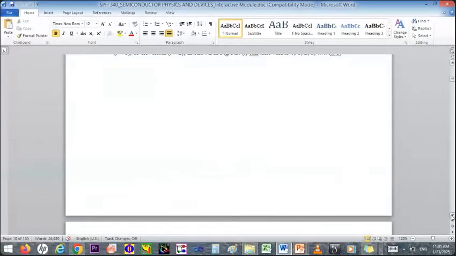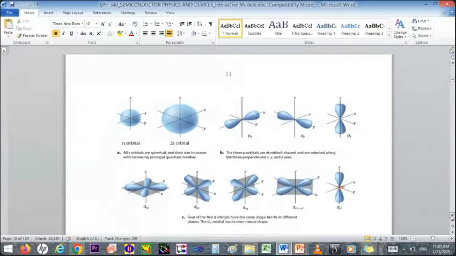So let's look at the shapes. These are the shapes, like the 1s orbital. It looks like it's spherical, a bit compact when you compare it with the 2s orbital. And when you go to the other orbitals, you get different shapes. The p orbital, we can have what we call px, py, pz.